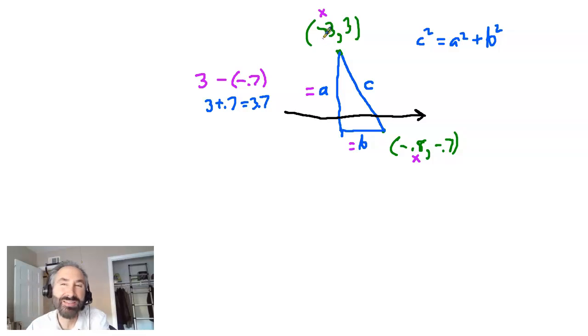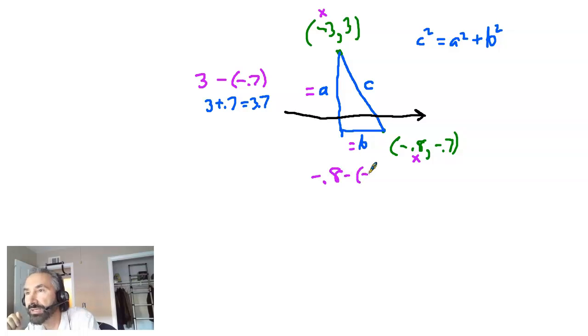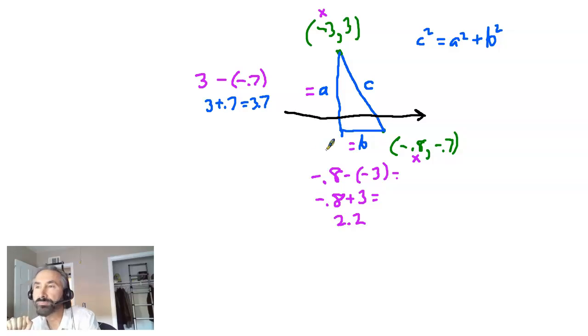I'll try to do it the technical, correct way, since I'm the math teacher. I'll take the bigger number, which is -0.8, and subtract the smaller number, which is -3. So I go -0.8 minus -3, and that will get me -0.8 plus 3. And so that will get me a distance of 2.2. All right, so now I have b is 2.2. Now I'll go ahead and write it in there. And I have a is 3.7.